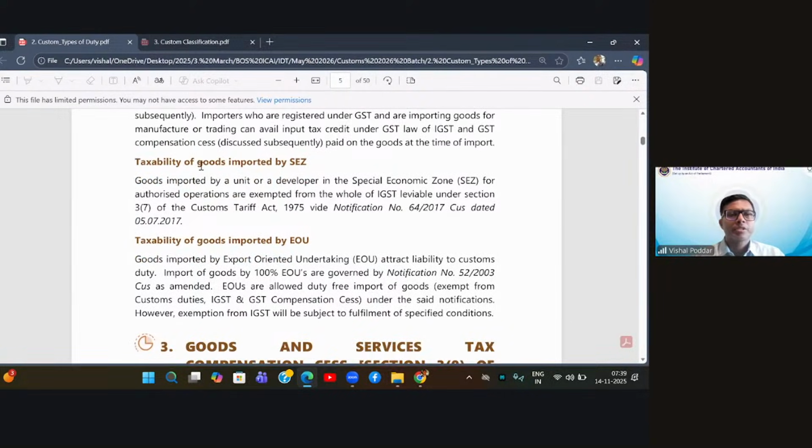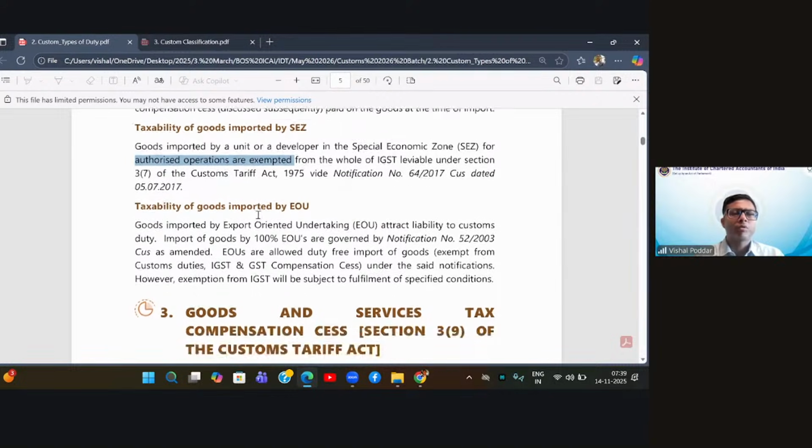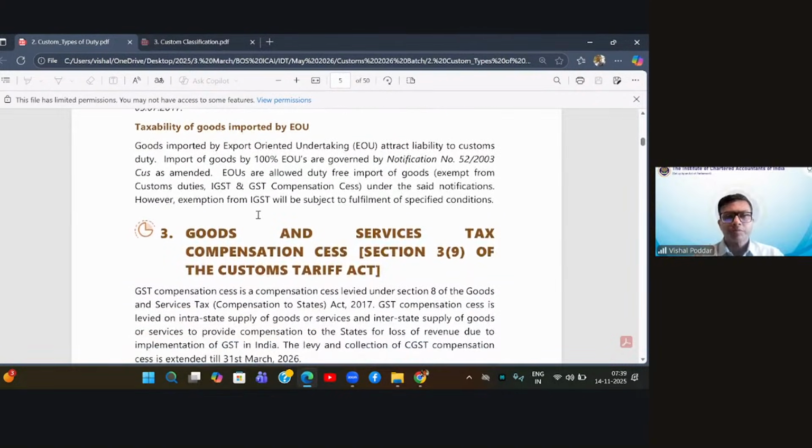Next, taxability of goods imported by SEZ. This is important. Goods which are imported by a unit of SEZ or a SEZ developer for their authorized operations are exempted from the whole of IGST applicable under 3.7 of the Customs Tariff Act.